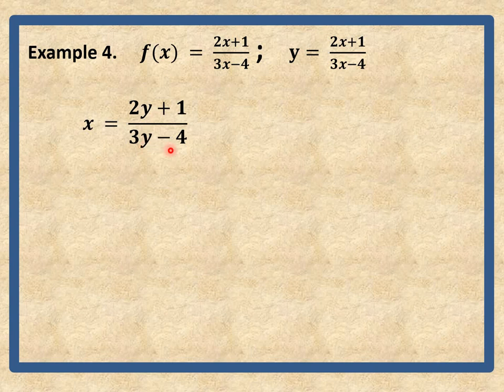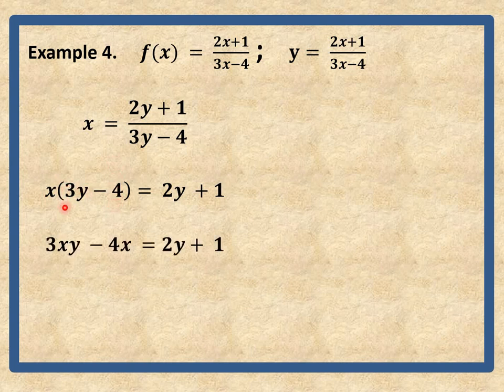Next, we have to solve for y in terms of x. So we're going to cross multiply: x times 3y minus 4 is equal to 2y plus 1. Then we are going to distribute x here and also x to negative 4. Therefore, 3xy minus 4x is equal to 2y plus 1.